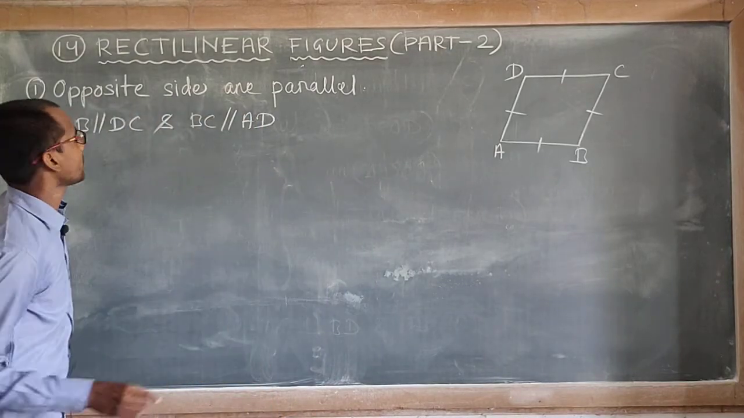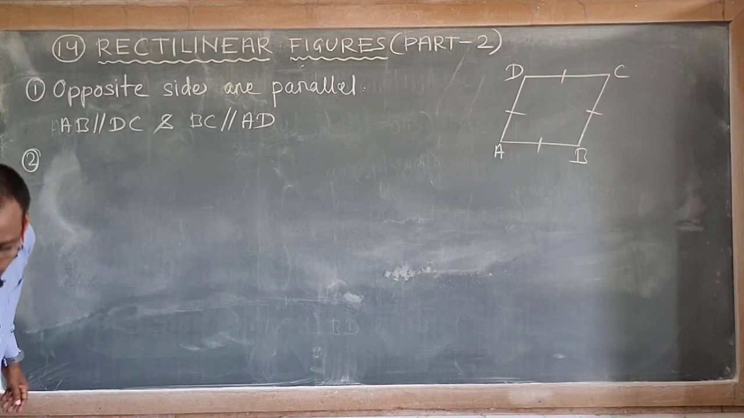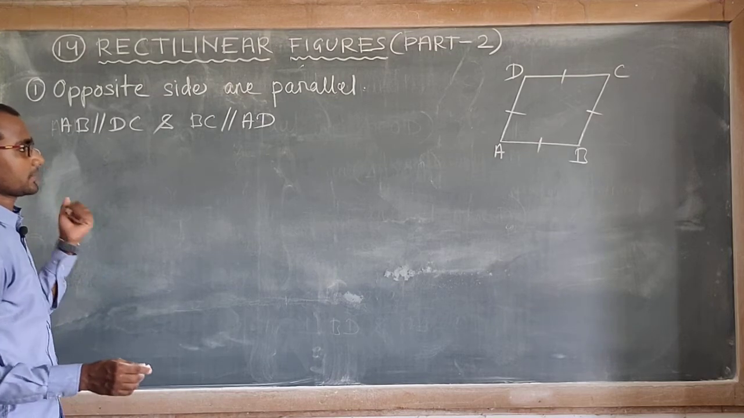So opposite sides are parallel. Number 2. Next we'll move to angles.